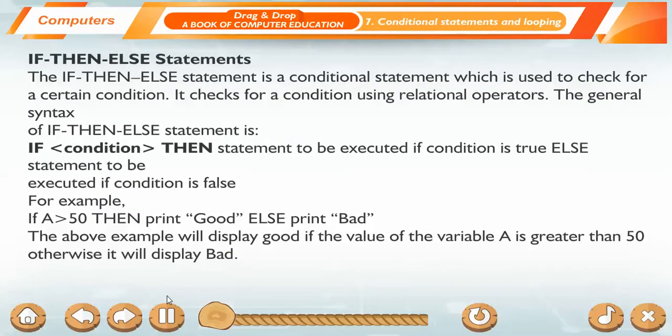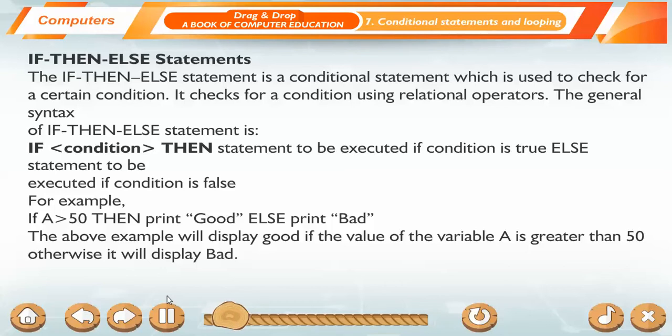If-then-else statements. The if-then-else statement is a conditional statement which is used to check for a certain condition. It checks for a condition using relational operators. The general syntax of the if-then-else statement is: if condition then statement to be executed if condition is true, else statement to be executed if condition is false. For example, if A is greater than 50, then print good, else print bad.